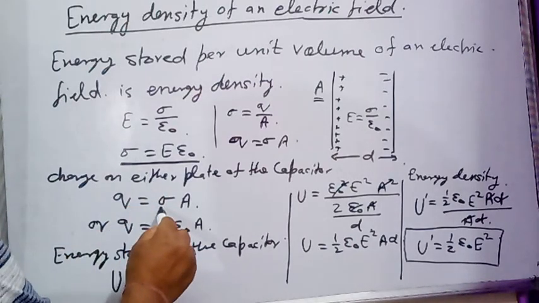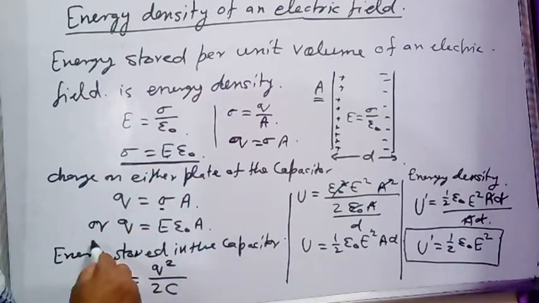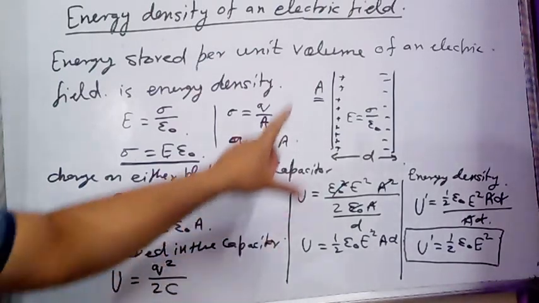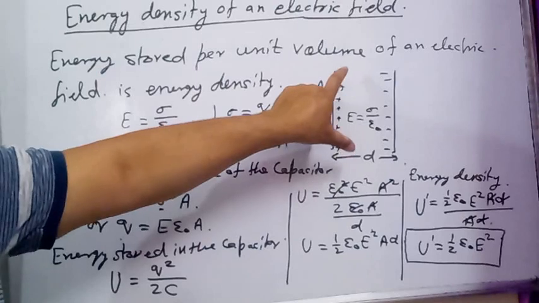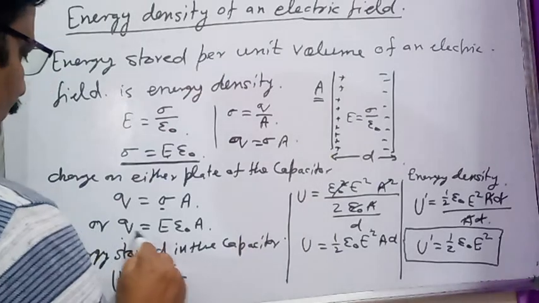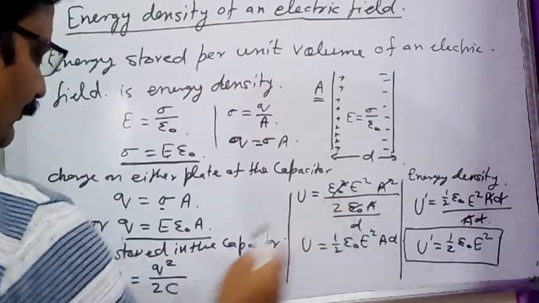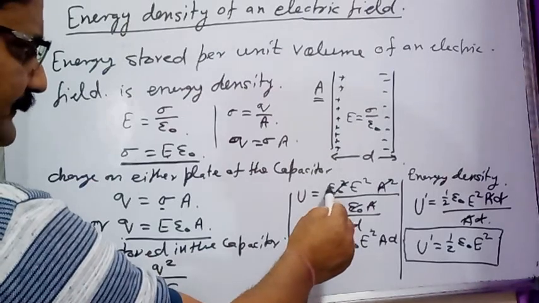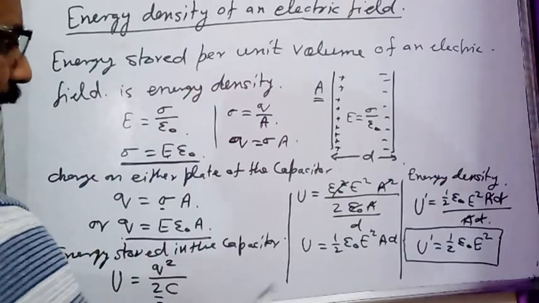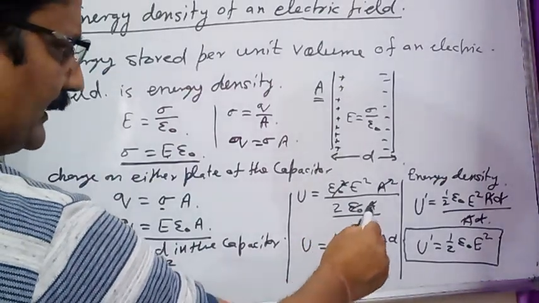If we replace the value of sigma as E into epsilon naught, then charge on the plate of the capacitor is Q equals E into epsilon naught multiplied by A. Energy stored in the capacitor, when it is fully charged, storing charge Q, is by the first equation U equals Q square by 2C. If we put this value of Q, Q square is epsilon naught square E square A square divided by twice the capacitance of the capacitor, epsilon naught A by D.